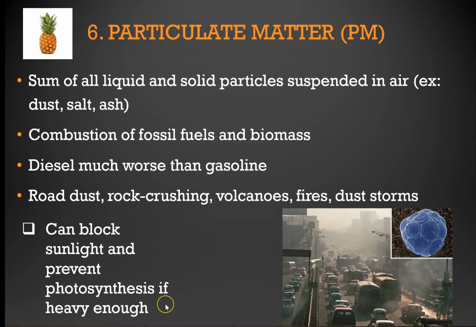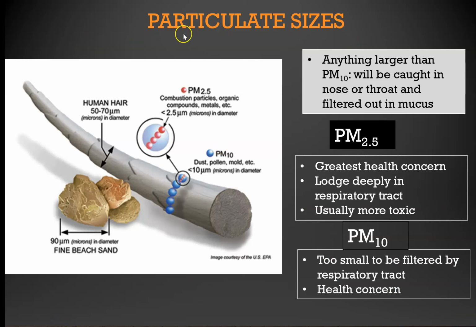And if it's heavy enough, the particulate matter can block sunlight, which would prevent photosynthesis. So it is a danger to our planet for that reason. Particulate matter can also affect human health based on its size. Here you have a human hair, this big large thing, and it's about 50 to 70 microns, which is super, super tiny, but that's the measurement we'll be talking about.